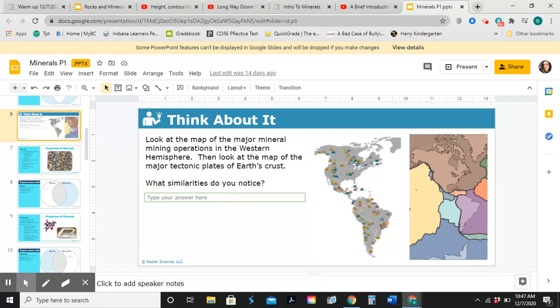Look at the map of the major mineral mining operations in the Western Hemisphere. Then look at the map of the major tectonic plates. What similarities do you notice?